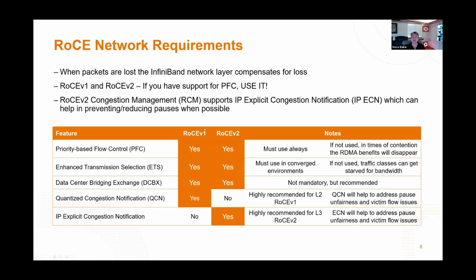Taking a step back and looking at the RoCE v1 and v2 protocols themselves. The data center bridging protocols contain a number of protocols: priority-based flow control, ETS, and data center bridging exchange. These are all used and leveraged for RoCE v1. But in the RoCE v2 type solutions, we're going to be using those data center bridging protocols, but we're also going to be layering on ECN over those routed links to allow end-to-end host communication of congestion.